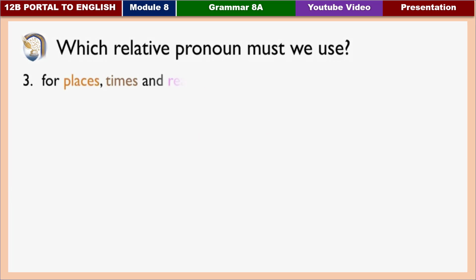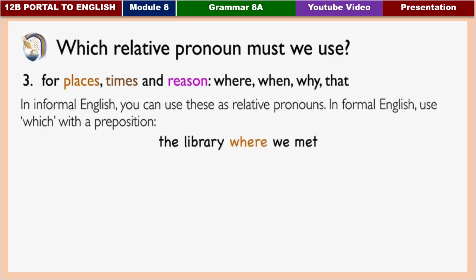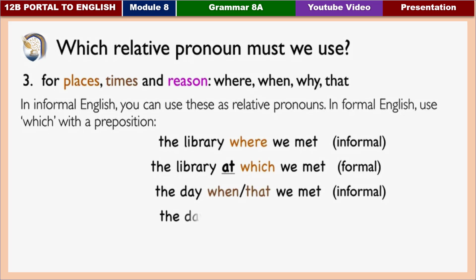Okay, and finally, for places, times, and reason, you can use where, when, why, or sometimes that. In informal English, you can use these as relative pronouns. However, in formal English, use which with a preposition. For example, the library where we met is informal, and the library at which we met is formal, written English. The day when or that we met, informal. The day on which we met is formal.